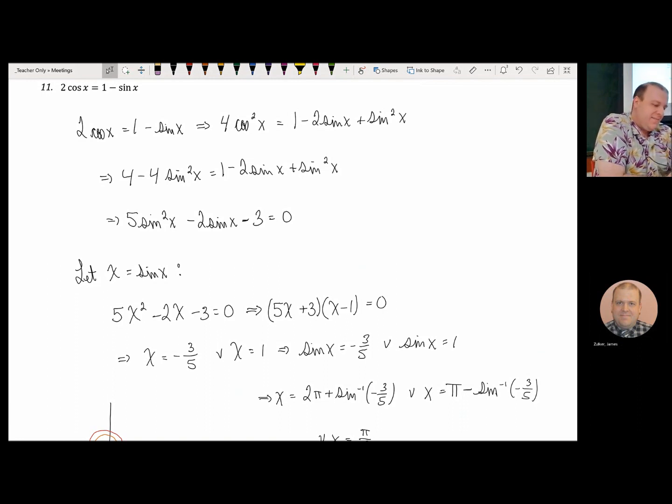2 pi plus the inverse sine of negative 3/5. Cosine's positive. Sine is negative. You're going to get positive equals positive. So that could be a solution. You just have to verify it. And in fact, if you plug it in, it is a solution.